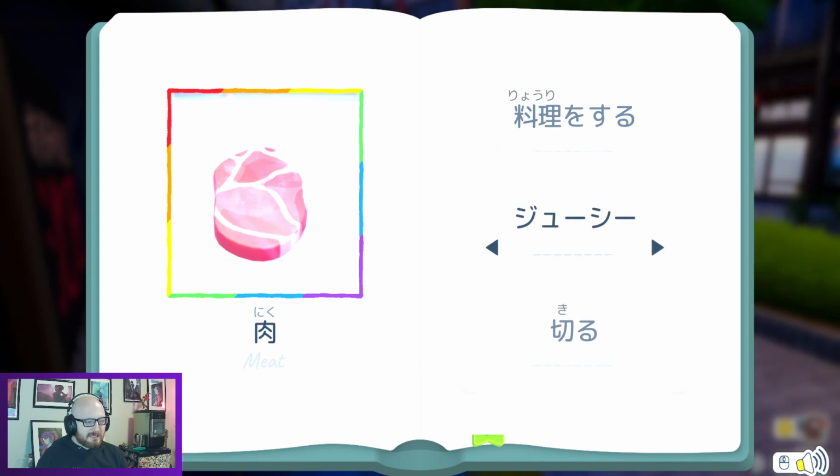This is juushi, which is top tier. Love that. And then this is kiru. So we have to cook, juicy, and kiru. Boku wa niku o ryori o shimasen. I generally don't cook meat. So to cook, juicy, and then kiru is to cut.